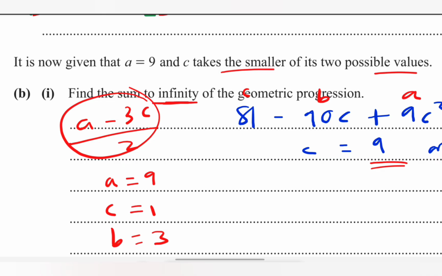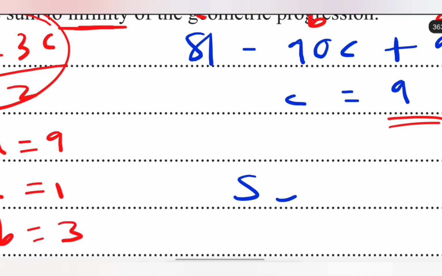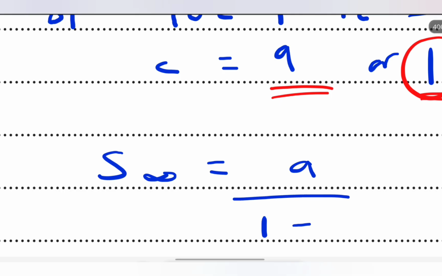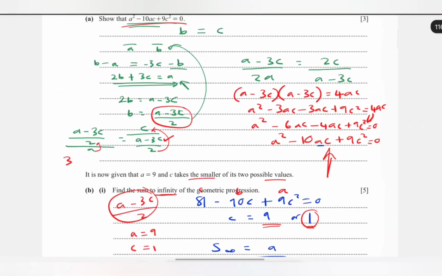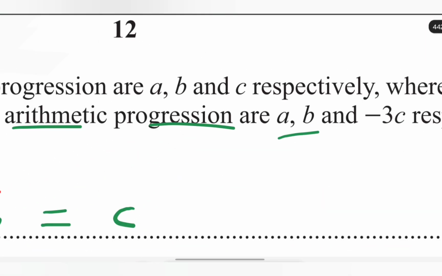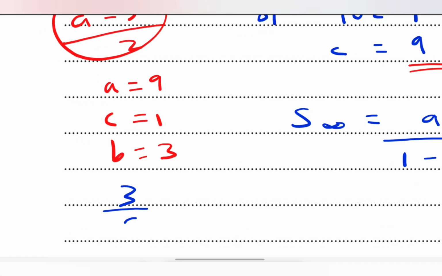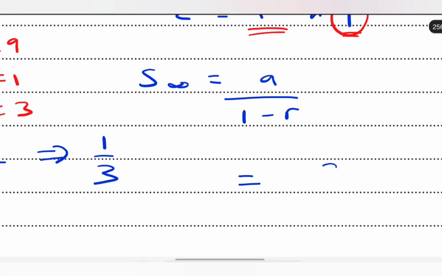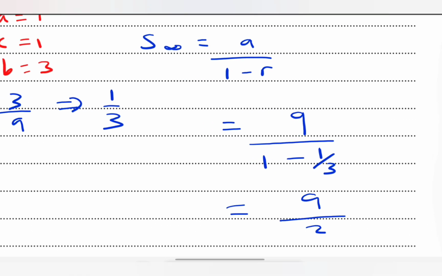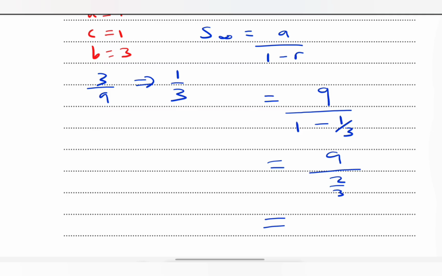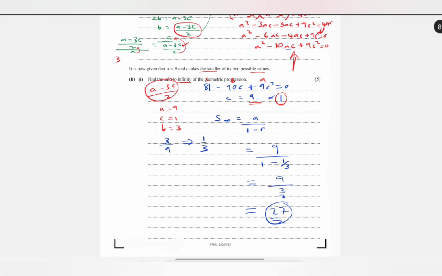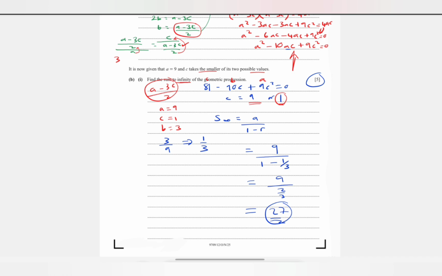Now to get the sum to infinity of a geometric progression, we can start by stating the formula a over 1 minus r, where r is the common ratio. So to find it, we say b over a, second over first, or third over second. So that's 3 over 9, which gives us a third, like that. And our a is 9, so this will be 9 over 1 minus a third, which comes to be 9 over 2/3, which gives us 27 over 2 to be the sum to infinity, and that is for 5 marks.